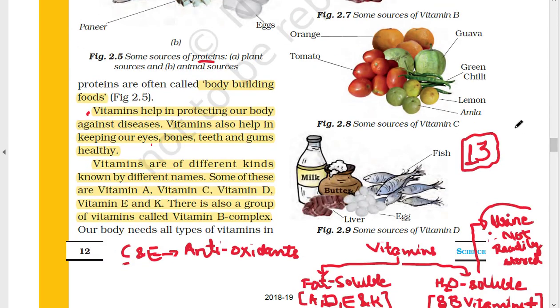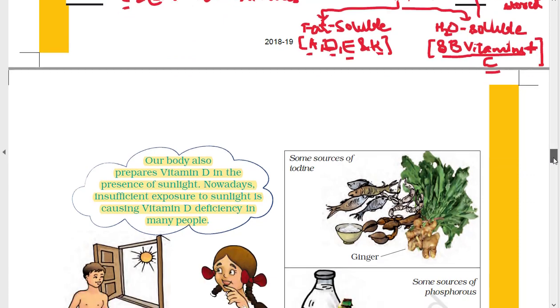What are the sources of vitamin C? We have lemon, oranges, guava, green chili, tomato, lemon, amla. So these are the sources of vitamin C. And vitamin D, we have livers, eggs, fish, milk, butter. Okay, and also vitamin D, we get it from the sunlight.